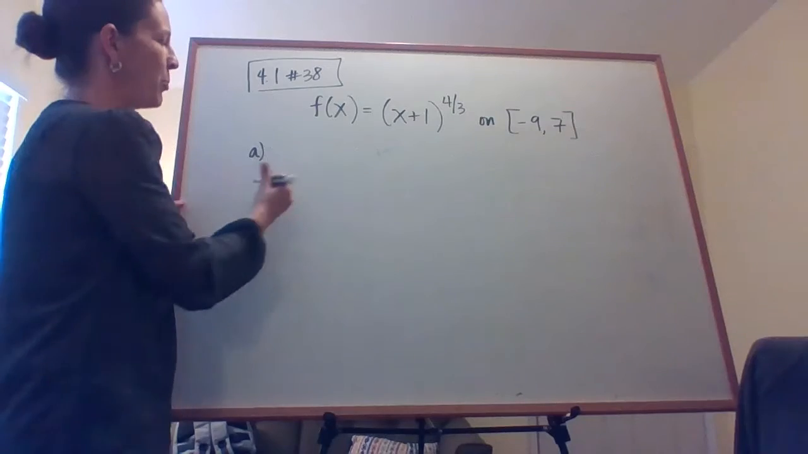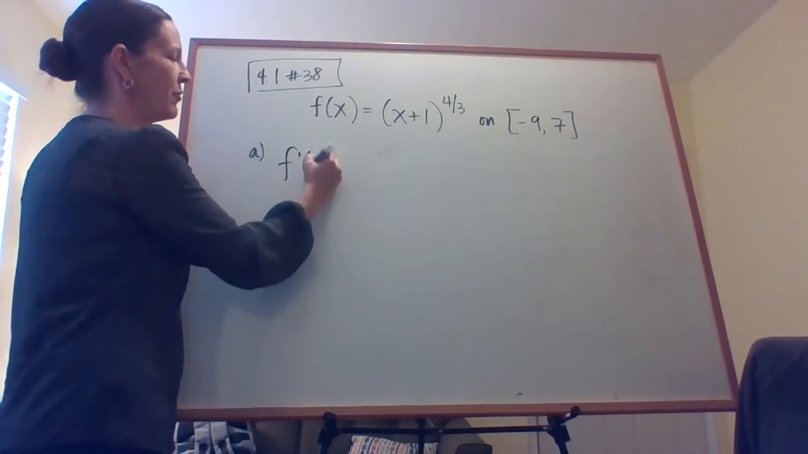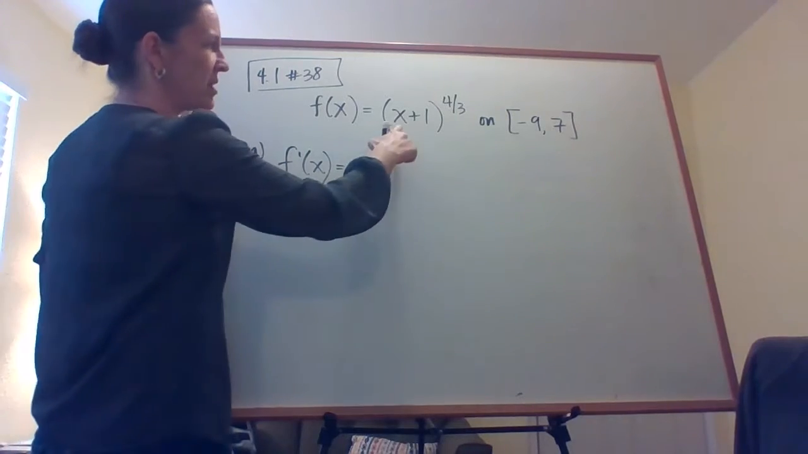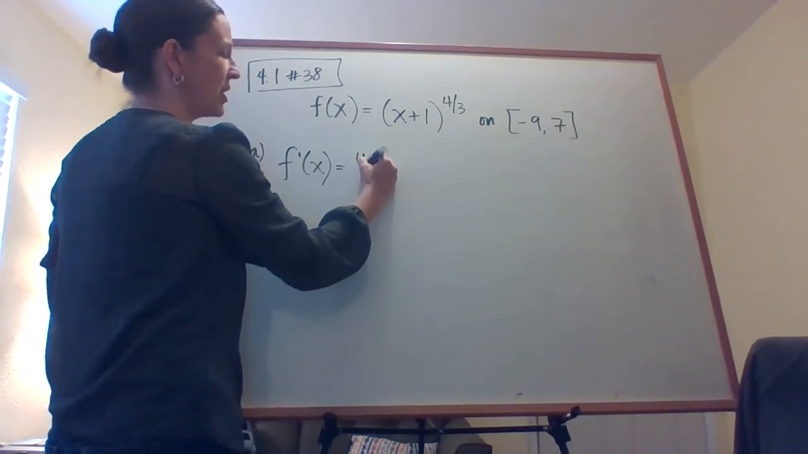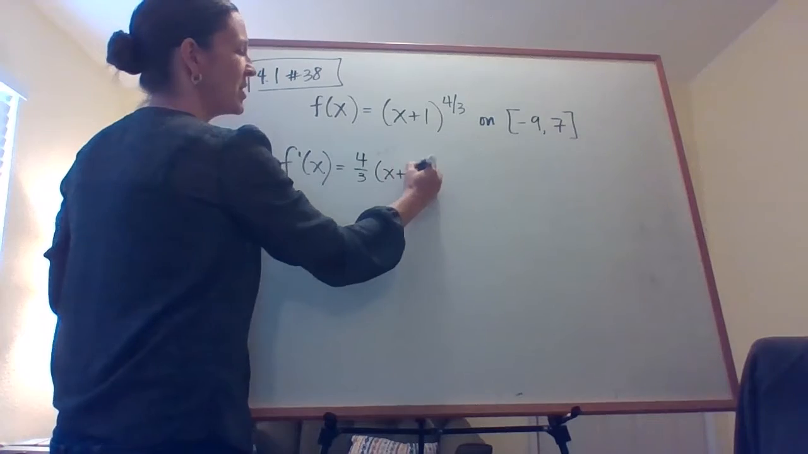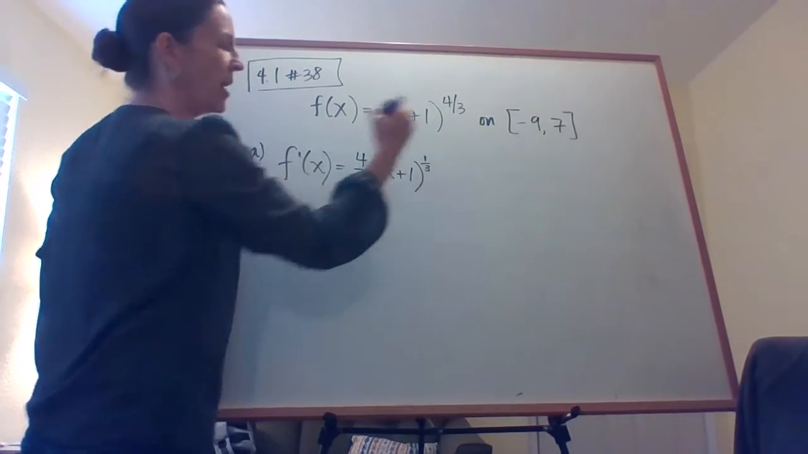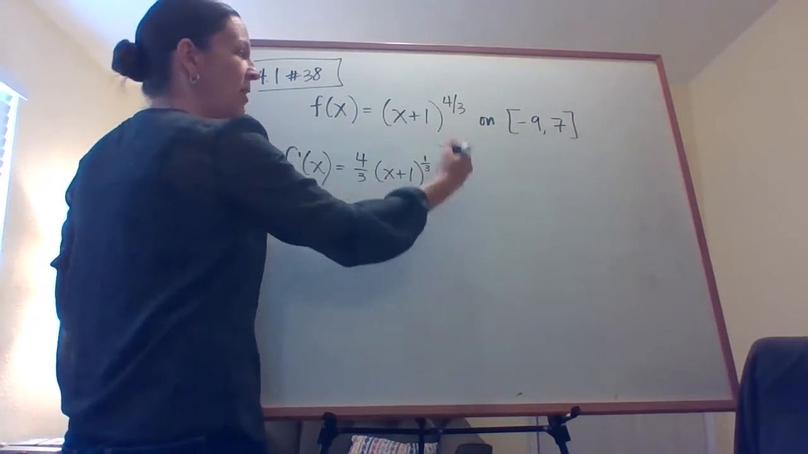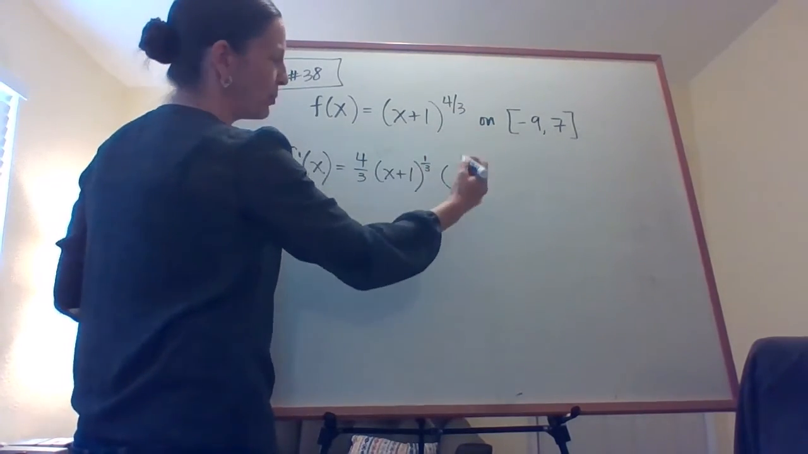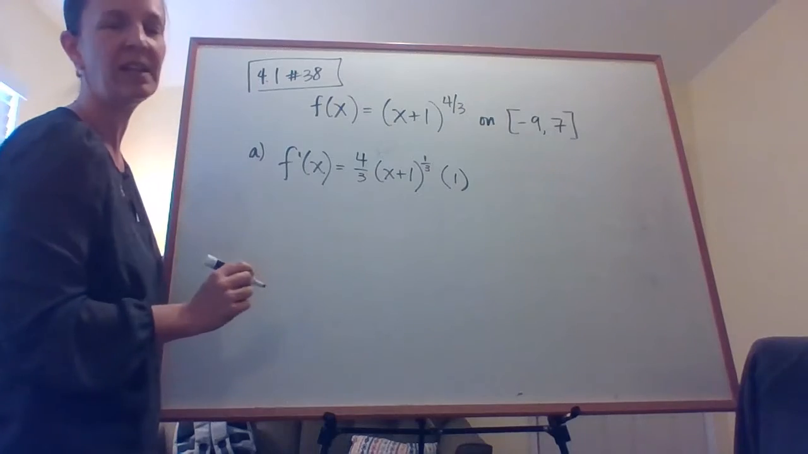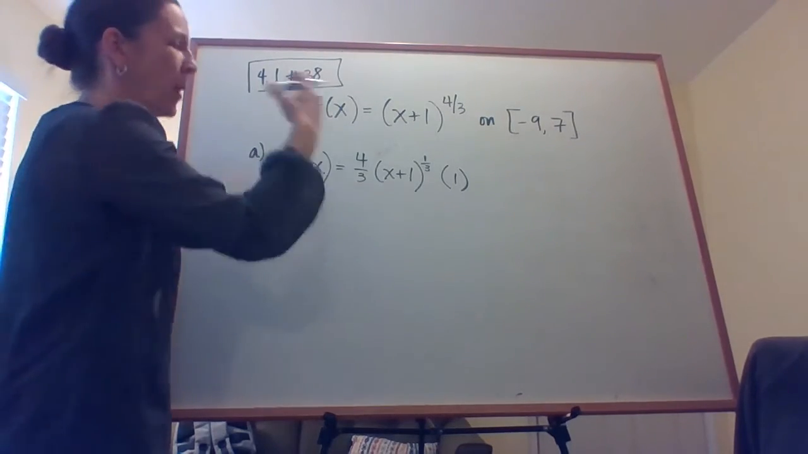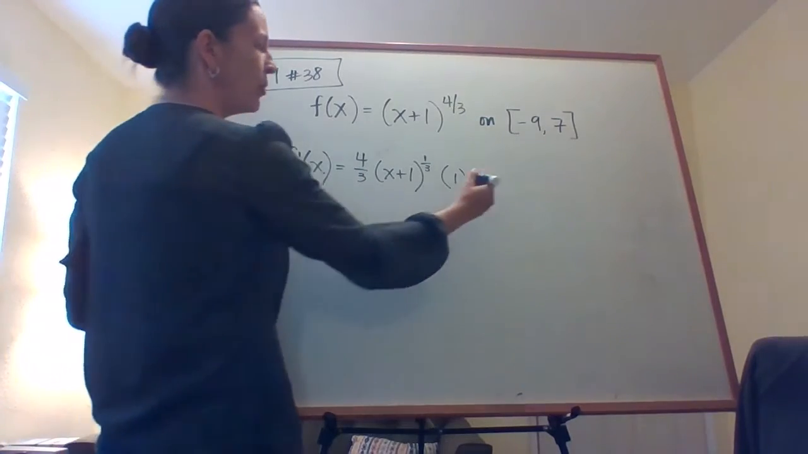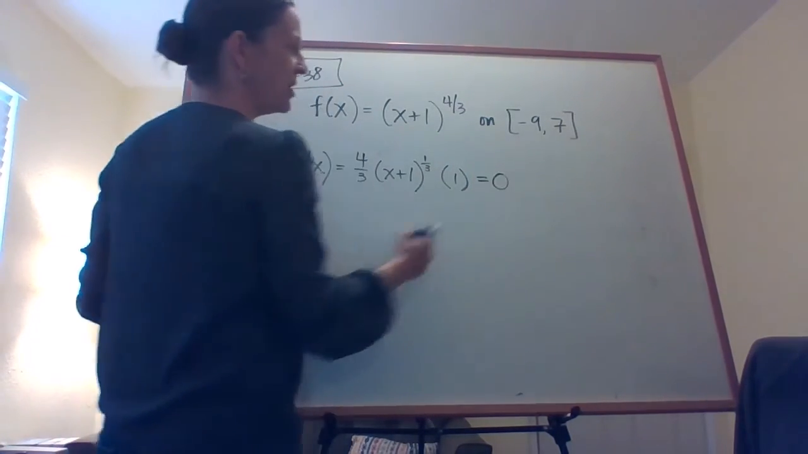If I want to find, for part A, the critical points, then I need to find f prime. If I take the derivative of (x plus 1) to the 4/3, that's going to be 4/3 times (x plus 1) to the 1/3, right? I dropped the power by 1. Chain rule, I multiply by the derivative of the inside. Well, the derivative of x plus 1 is still 1, so you don't have to write that there, but I am using the power rule, and within that, the chain rule. If this is going to be a critical point, I want to know where that derivative is 0.